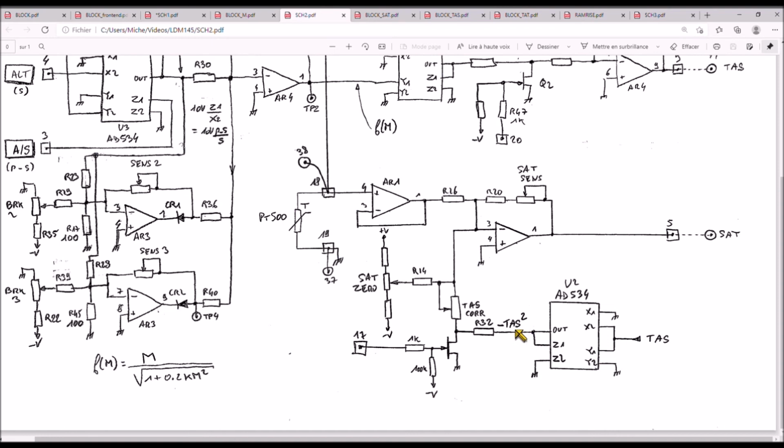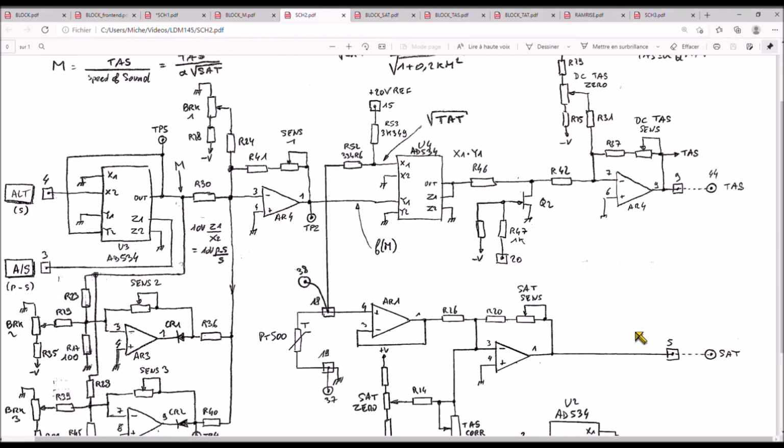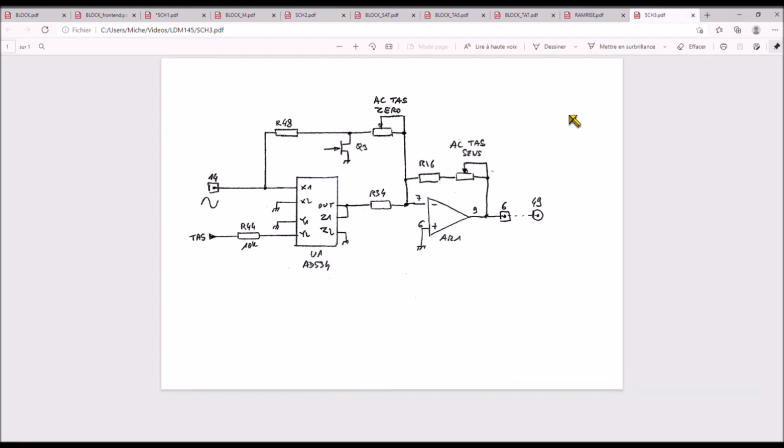So at the output the voltage will be negative, and then this voltage is translated into a current and fed to this amplifier. So at the output of this amplifier we have total air temperature minus a value which depends on the true airspeed squared. So actually, this is the ram rise. There is also another output for the true airspeed, which is an AC voltage. This is the schematic. It is very simple.